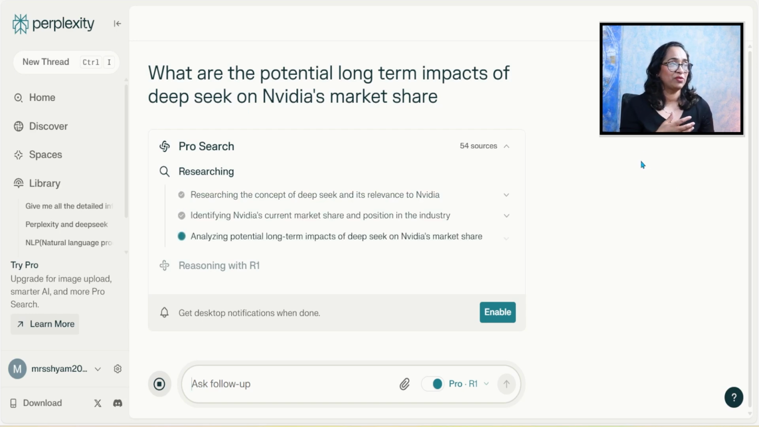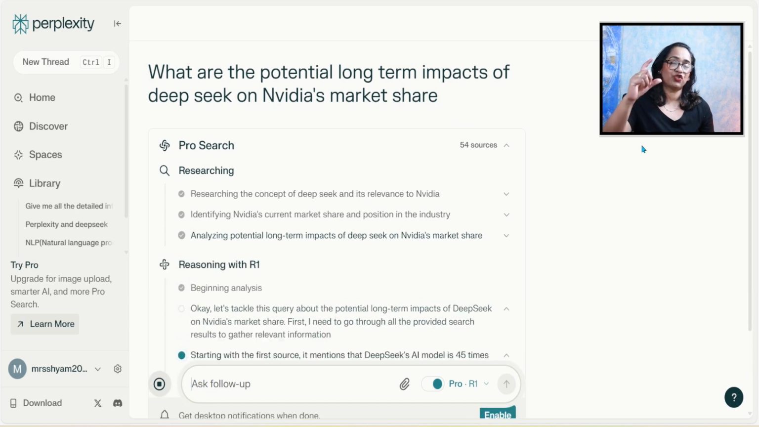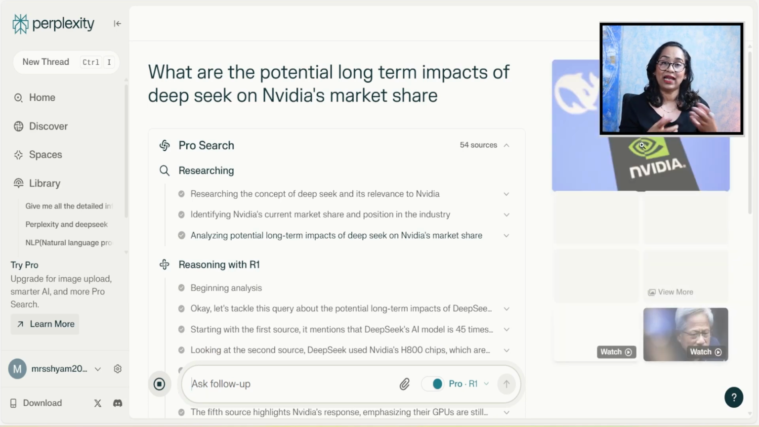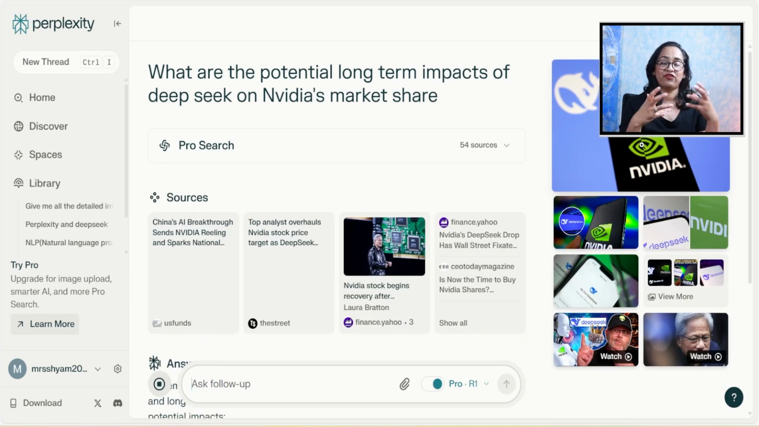What I really like about DeepSeek is the chain of thought process that it gives out. I can literally see how the model has been thinking, and I only have to give one sentence. It will actually go back and check itself and think and reason and give me the right sources.